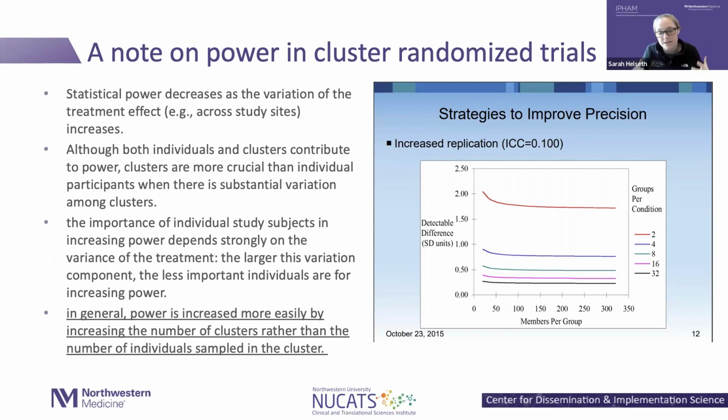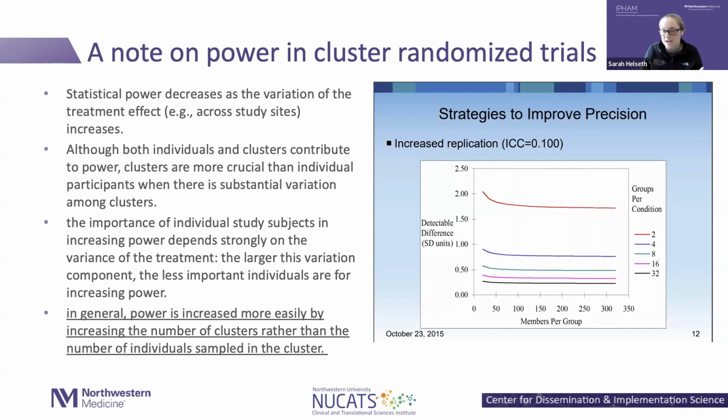Powering for these large multi-site trials, where we're randomizing at the multi-level units rather than at the individual unit, can sometimes be a little bit tricky. You often have to partner with a statistician with expertise in this area. But what we found is that statistical power can decrease as the variation in the treatment effect across study sites increases. Like I said, I'm not a statistician, so I'm going to end with the main point here, which is that in general, you can increase your power more easily by having more clusters.